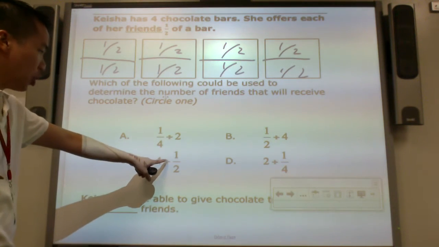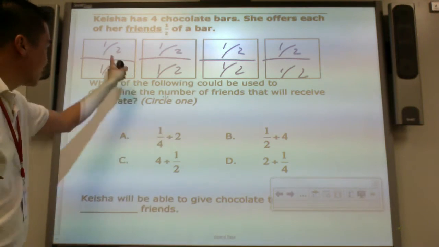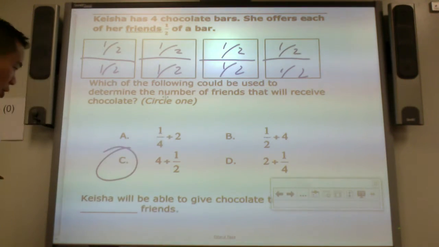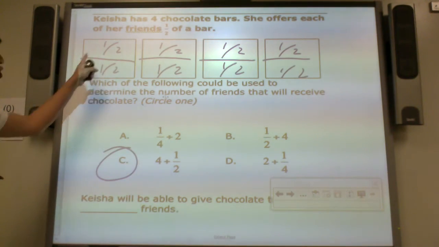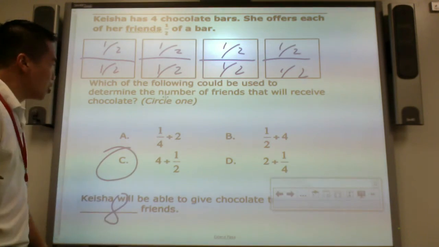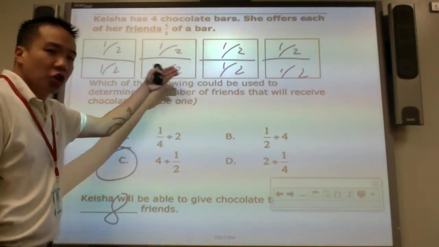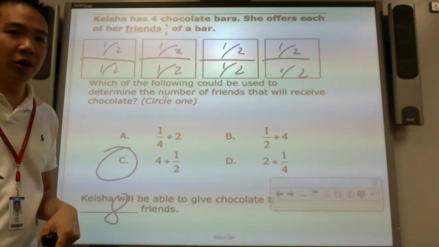So we have 4 bars. We're dividing it into halves. C is the answer. So Keisha will be able to give chocolate to 8 friends. So it's asking how many halves go into 4 wholes.